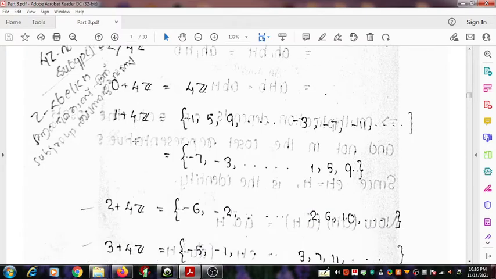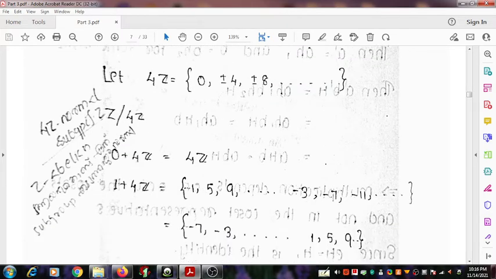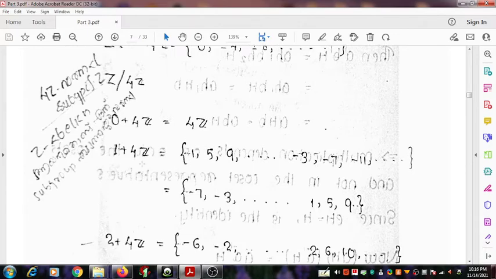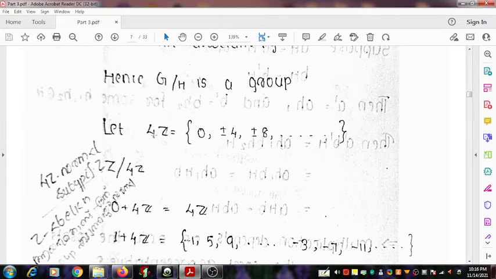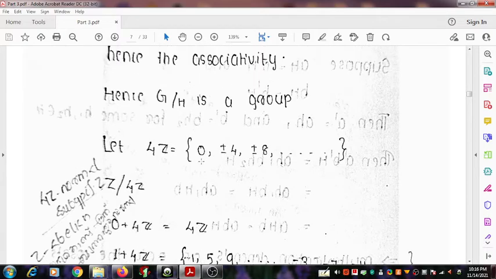Next we consider 1 plus 4Z, where 1 belongs to the set Z of integers. Prior to this discussion, we want to see what the elements of 4Z are. 4Z contains the elements 0, plus or minus 4, plus or minus 8, then plus or minus 12, plus or minus 16, etc.